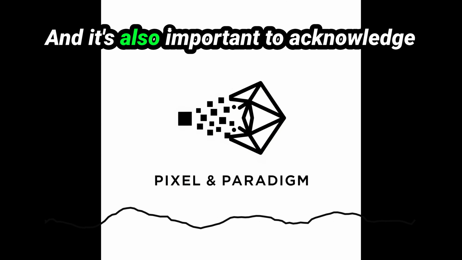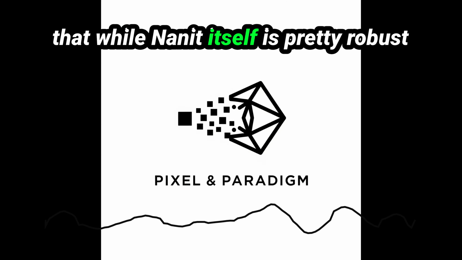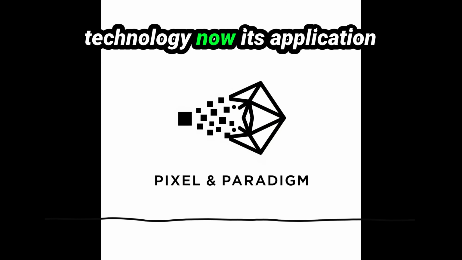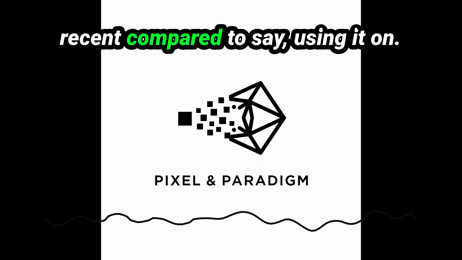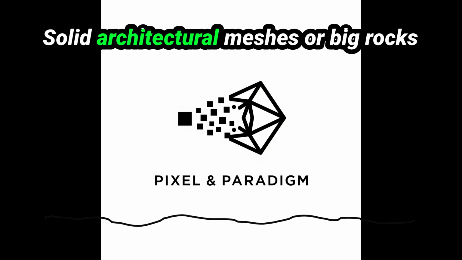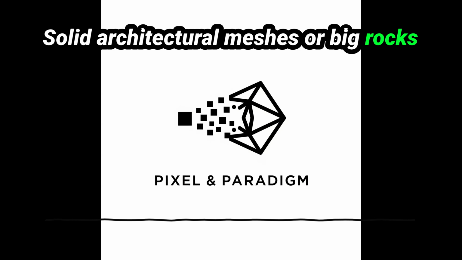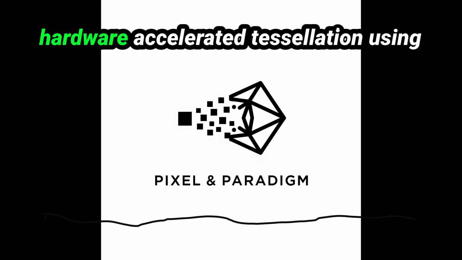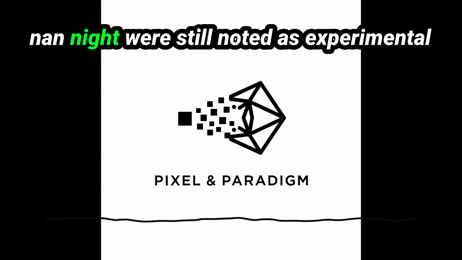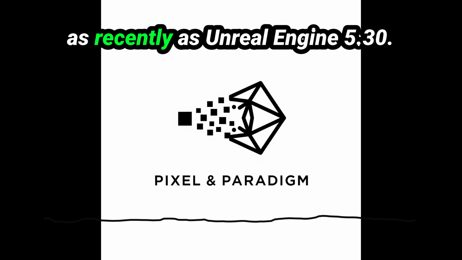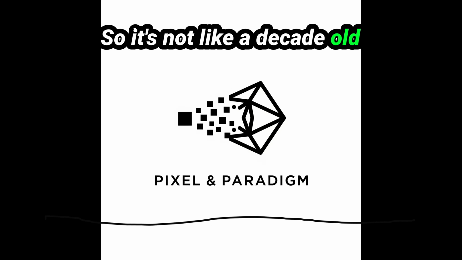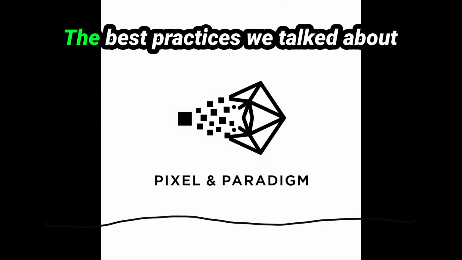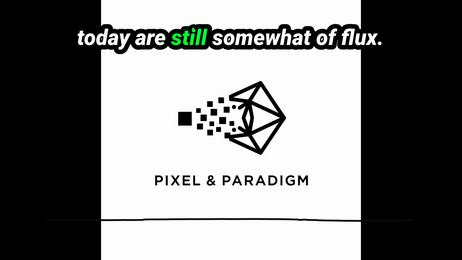assets. And it's also important to acknowledge that while Nanite itself is pretty robust technology now, its application specifically to foliage is still relatively recent compared to, say, using it on solid architectural meshes or big rocks. Features like Nanite displacement or hardware accelerated tessellation using Nanite were still noted as experimental as recently as Unreal Engine 5.3. Okay, so it's not like a decade-old, completely ironed-out workflow. The best practices we talk about today are still somewhat in flux.